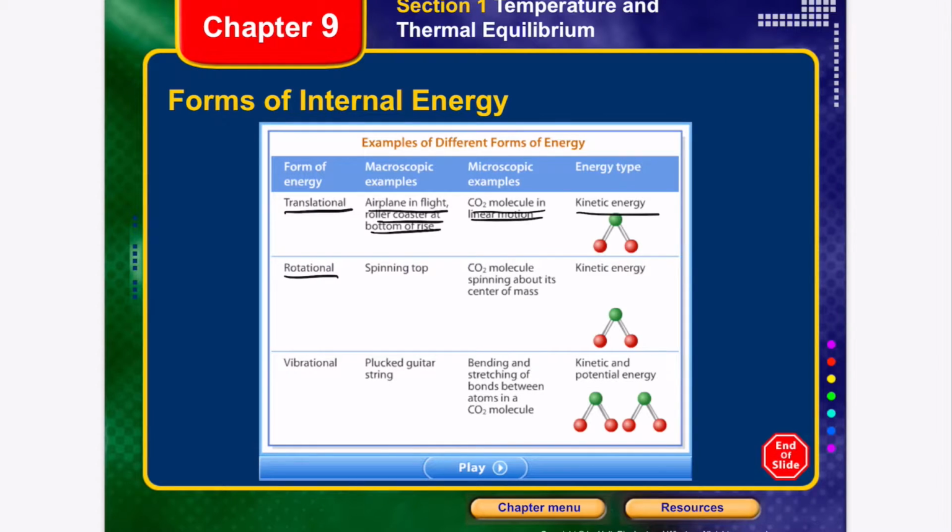You have rotational kinetic energy, which is basically the concept of a spinning top, where you have a carbon dioxide molecule spinning about its center of mass. Again, this is also a kinetic energy.